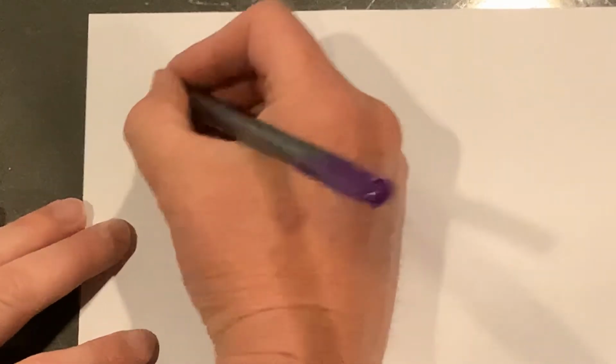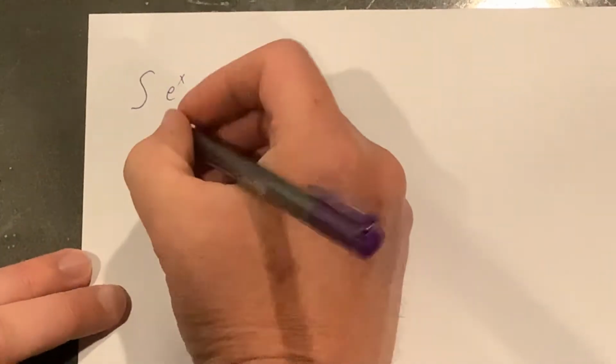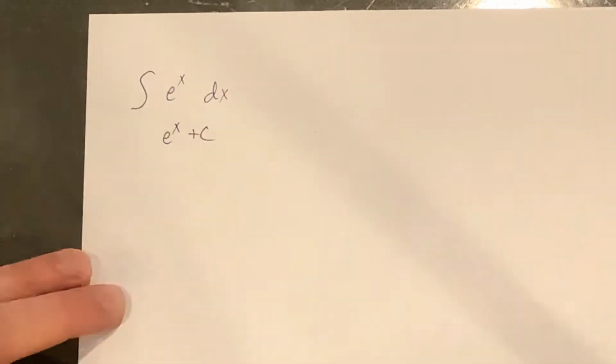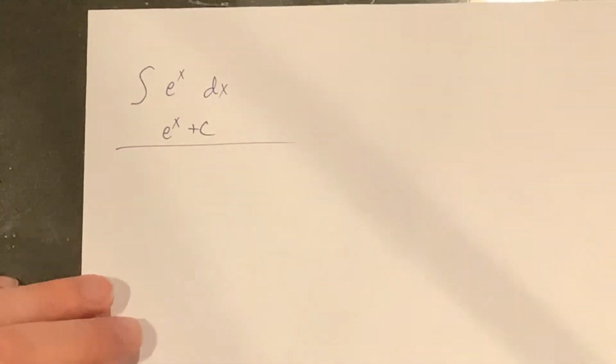Like I said, this is all pattern recognition, and it's not too bad at all, I don't think. If I have the integration of e to the x dx, we're thinking, what do I take the derivative of to get that? My answer would just be e to the x plus c. And that's it. That's done. That's the most basic one.